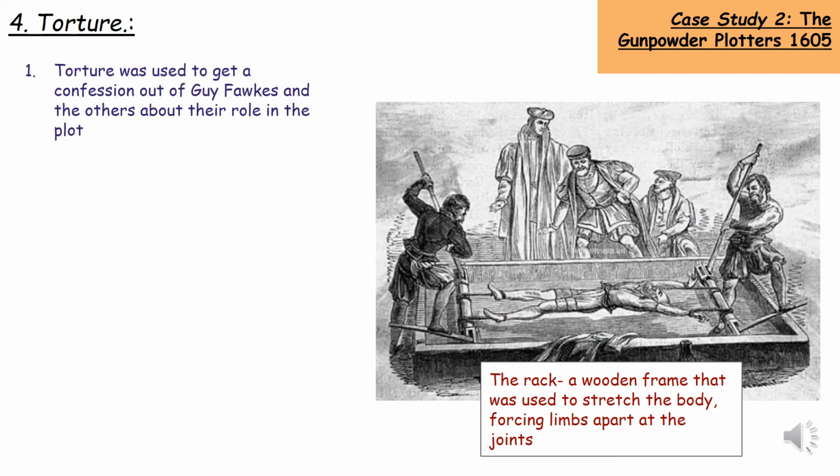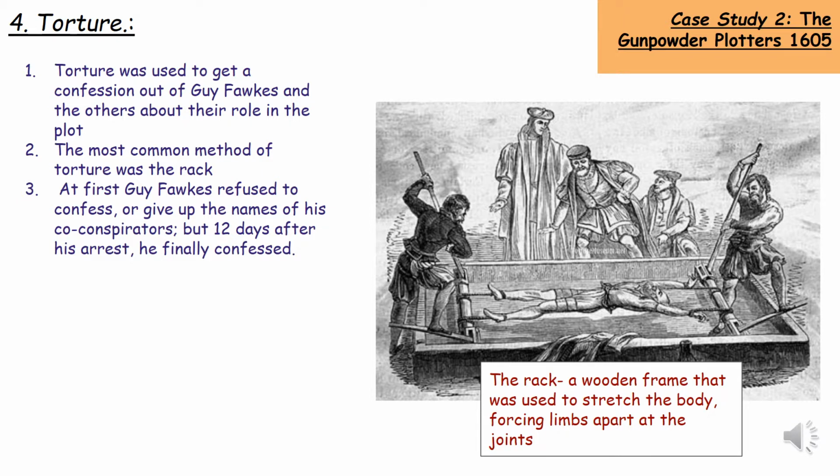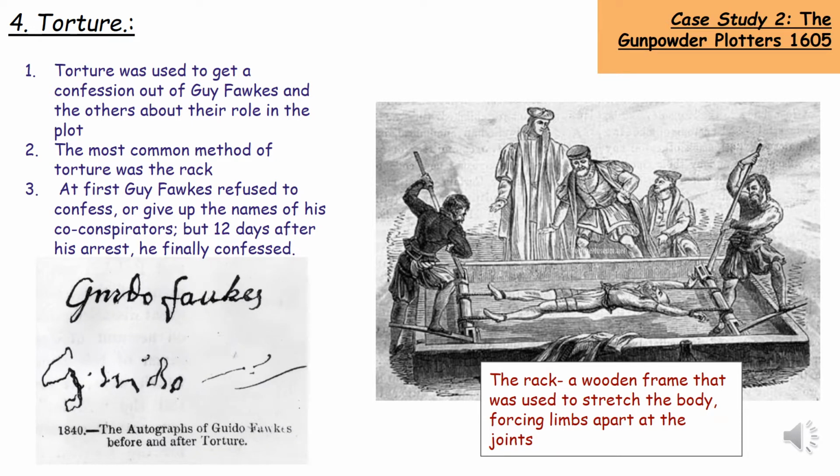Torture. Torture was used to get a confession out of Guy Fawkes and the others about their role in the plot. The most common method of torture was the rack. The rack is a wooden frame that was used to stretch the body, forcing limbs apart at the joints. At first, Guy Fawkes refused to confess or give up the names of his co-conspirators, but 12 days after his arrest, he finally confessed. Here you can see his signature, and it's led to many questions as to whether he truly confessed or whether he confessed because he faced torture. Pause the clip here and complete the activities.